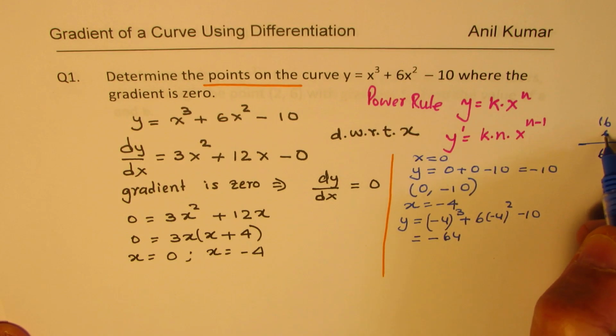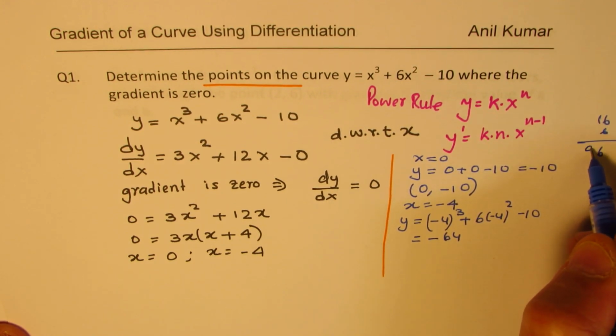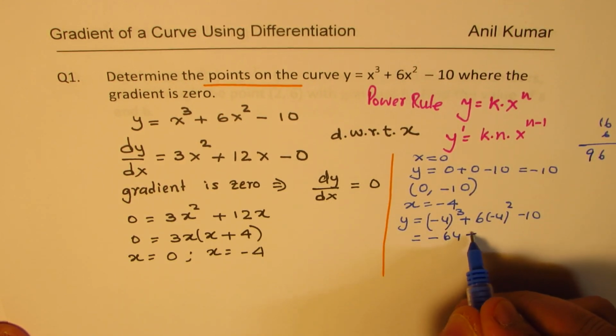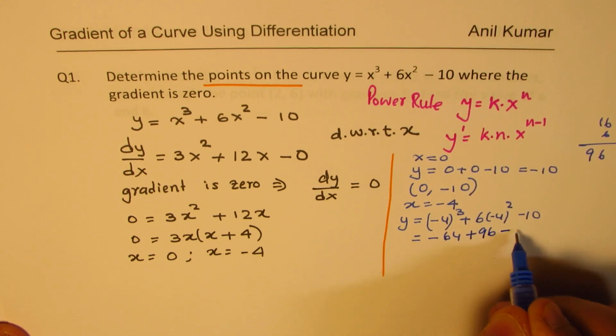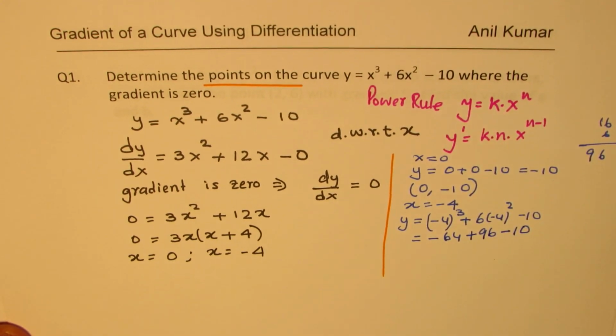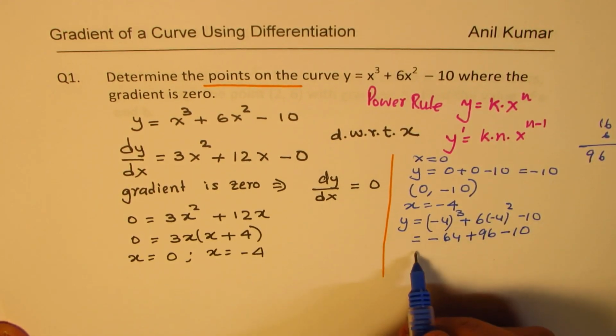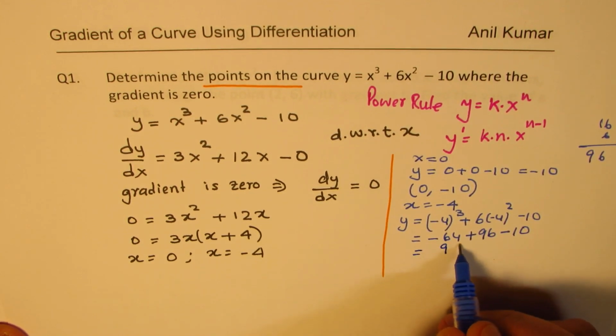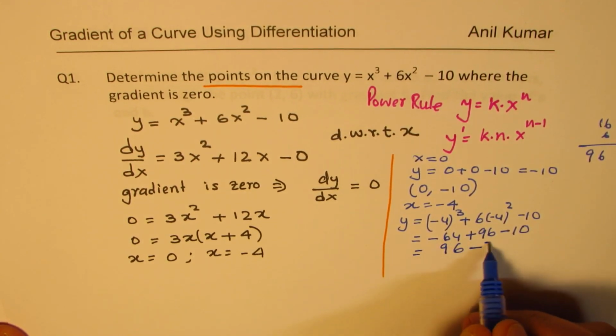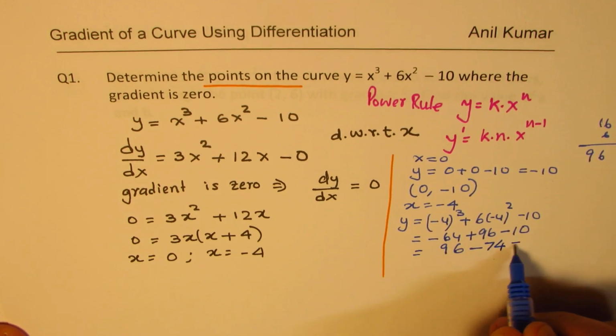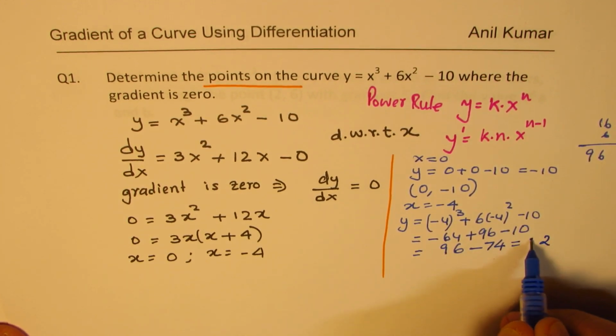6, 6, 36, 6, 1, 6 and 3, 9. So it is 96, right? So you write plus 96 minus 10. Is it okay? So that becomes your value, which should be 96 minus 74, right? So that gives you 22.